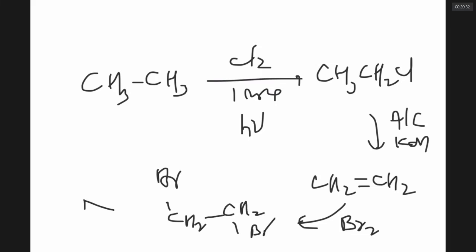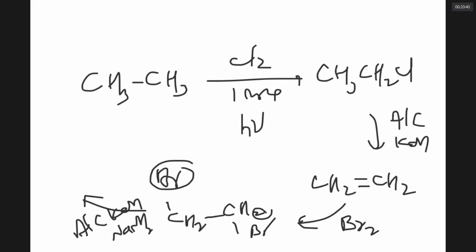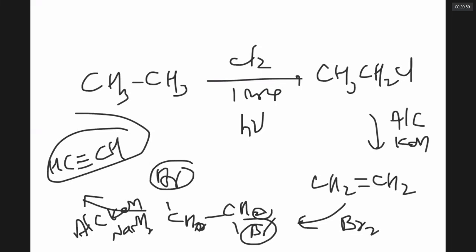When 1,2-dibromoethane reacts with alcoholic KOH or NaNH2, this Br and this hydrogen, this Br and this hydrogen are removed. You get acetylene. Are we very clear up to this? Yes, sir.